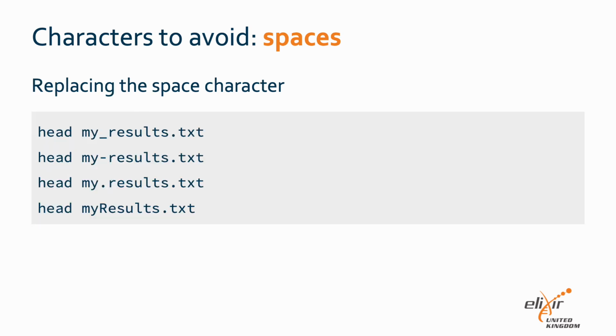To rectify this, specific special characters can be used to replace spaces in file names. Here, we show examples where the underscore, dash, and full stop are used, and no spaces. Alternatively, you can use something called camel case, where words are delimited by using an uppercase character for the start of each new word. In these examples, the Linux head command will correctly attempt to read only one file.